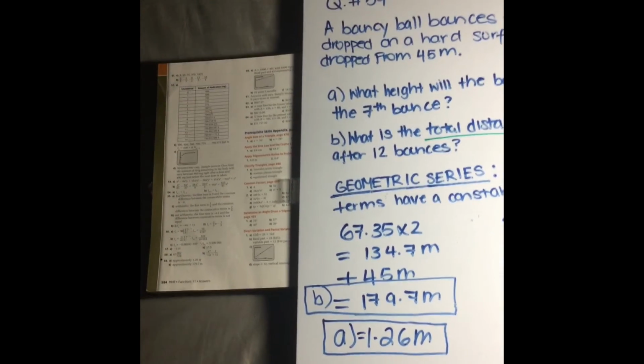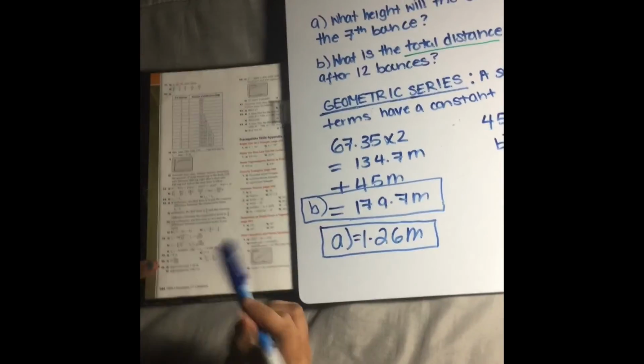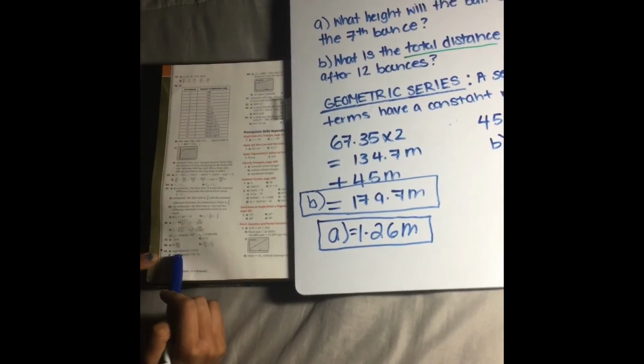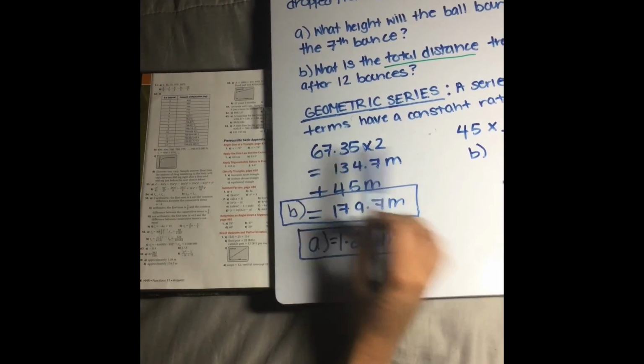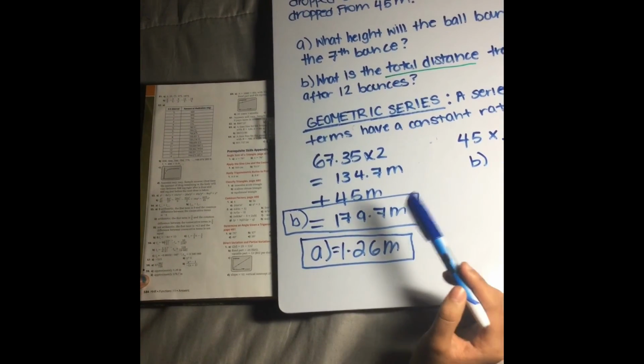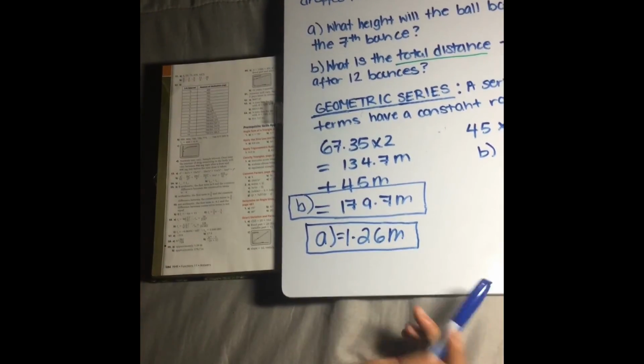So in conclusion, we can go ahead and check our answers in the textbook. As you can see here, for question A, they got 1.26 meters, which is what we got earlier when we worked it out. And for question part B, they got 179.7 meters, which is what we got.